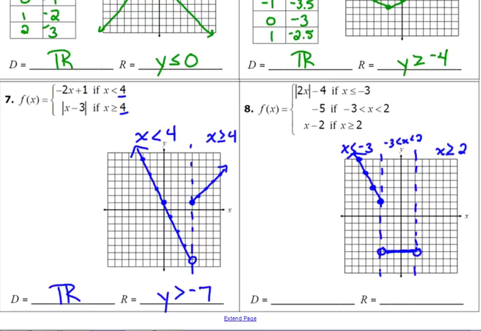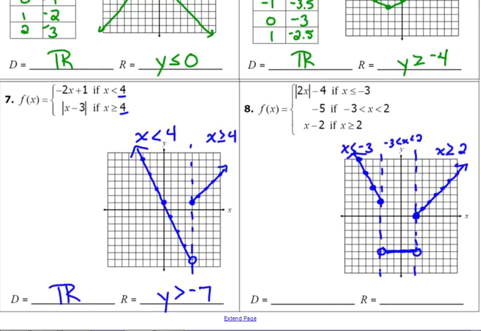Okay, and then when we're greater than or equal to 2, we've got the line x minus 2. Well, we can't use the y-intercept here because the y-axis is not in this part of the function. So we'll just start with 2. 2 minus 2 is 0, and it's equal to, so we put a point. 3 would be 1, 4 would be 2. We've got a slope of 1, right? So we just go up 1 over 1 from that point. And that is that piece.